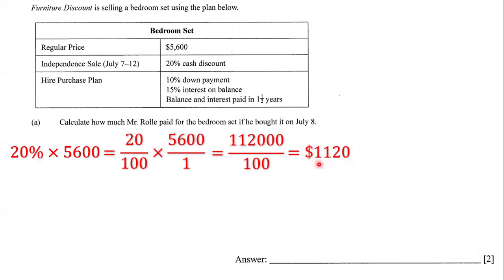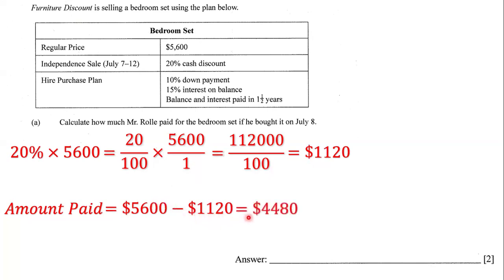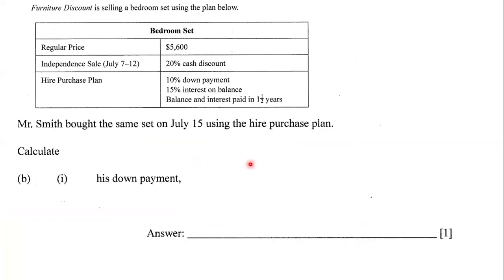Now we're going to take that discount amount and subtract it from the regular price. So 5,600 minus 1,120. And that means that the amount that Mr. Rule is going to pay is going to be 4,480. Okay, and so that is the amount Mr. Rule paid for the bedroom set if he bought it on July 8th, $4,480.